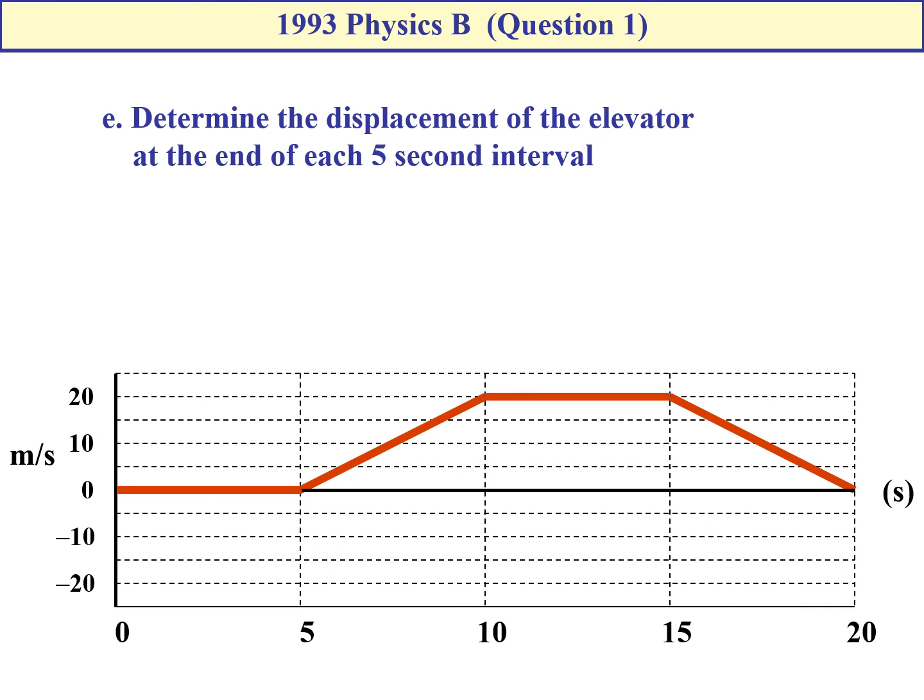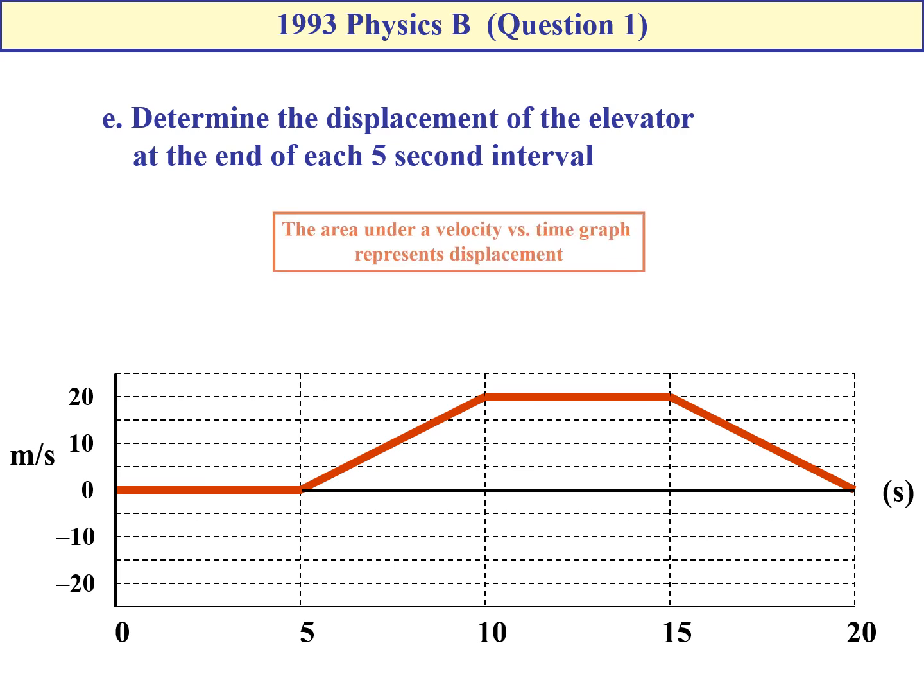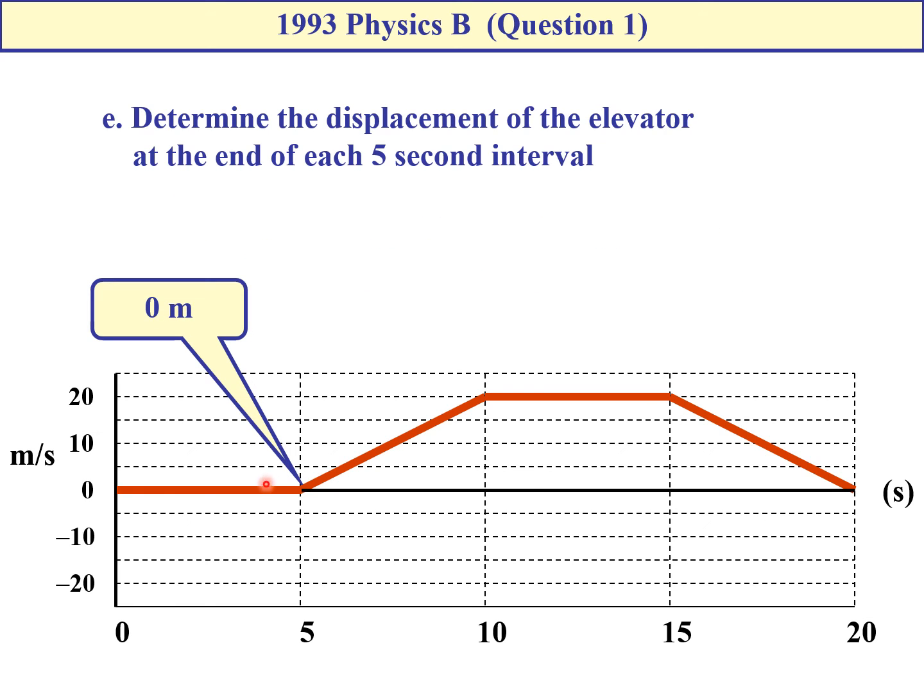All right, so let's determine the displacement for each part. The displacement is going to be the area of a velocity versus time graph. So for the first section, we have 0 meters because we have 0 area. And then we're going to go up to this part right here, which gives us a triangle. So 1/2 base times height. The base is 5. The height is 20. So 5 times 20 gives me 100, and then half of that is going to be 50.